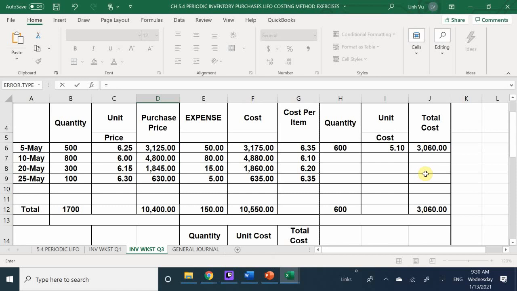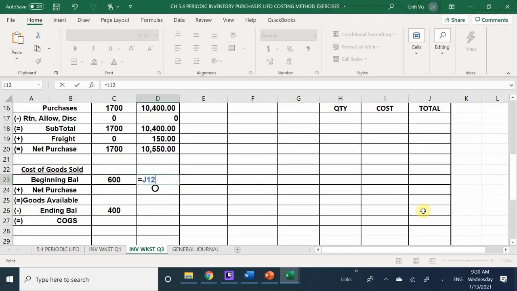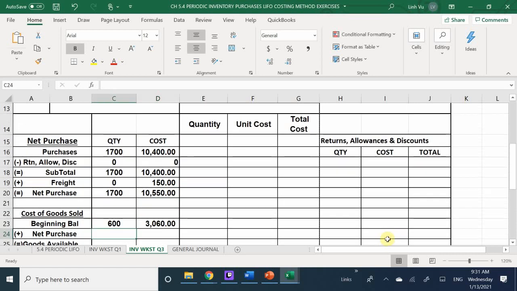Sorry, 3,060. Correct, right? We're looking at LIFO now, not FIFO. That was the previous exercise. Okay, remember now it's a little different because the numbers are not the same. They're slightly less than it was before.